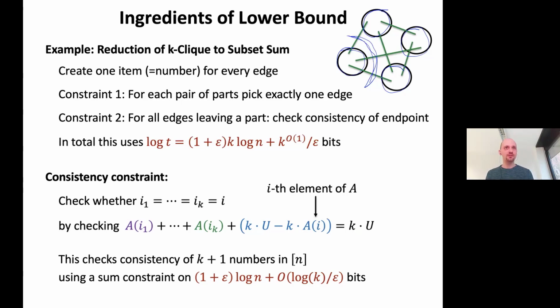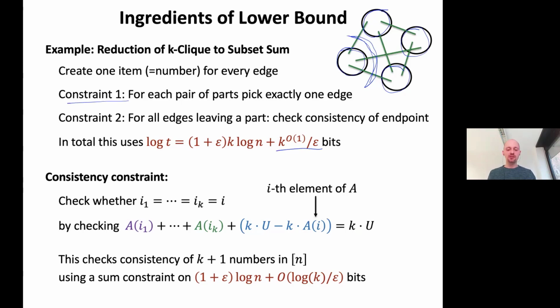Right? So how many bits do we need to enforce these constraints here? For this first constraint, that for each pair of parts we pick an edge, this means that for each pair of parts you will have a bit block, and the edges that belong to this have a 1 in this bit block, and the target has a 1 in this bit block. So you have to choose one item of this type. You have to pick one edge for every part, and this basically gives you poly k over epsilon bits.